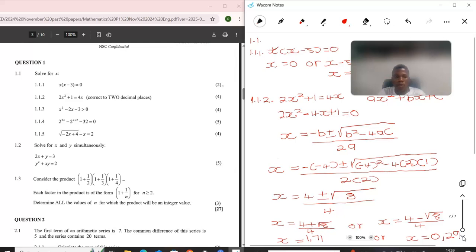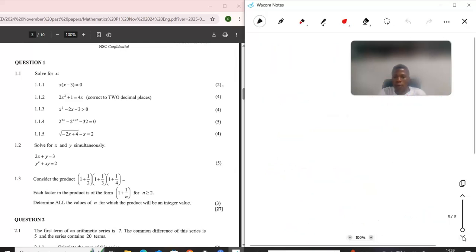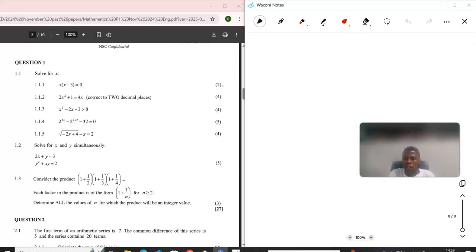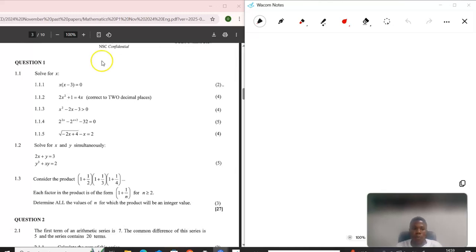Okay, fine. Let's go to 1.1.4. Okay, let me remove this one. Okay, let's go to 1.1.4. 1.1.4 says 2 exponent, no, not 1.1.4, we must go to 1.1.3. Okay, sorry for that. Okay, let's go to 1.1.3.